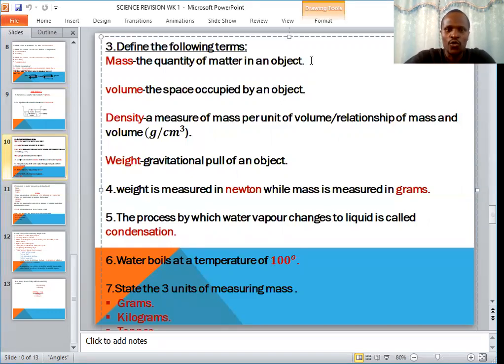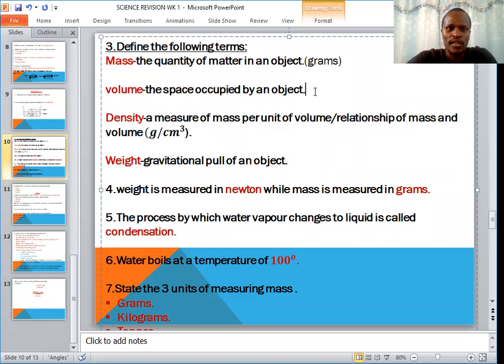Okay, and just to remind you about the mass. Mass is being measured in grams. Okay, you should know this. Mass is being measured in grams. That is the standard measuring unit. Though we also have other measuring units, but the international standard measuring unit for mass is grams.